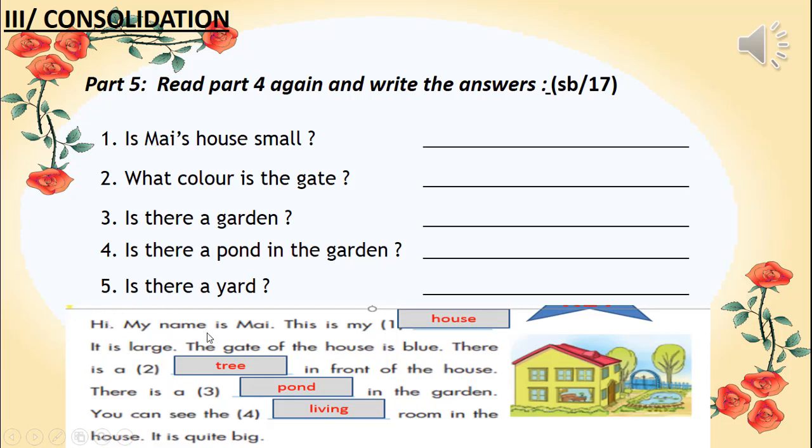Hi, my name is Mike. This is my house. It's a yacht. The gate of the house is blue. There is a tree in front of the house. There is a pond in the garden. You can see the living room in the house. It's quite big. Now you have 5 minutes to answer the questions.